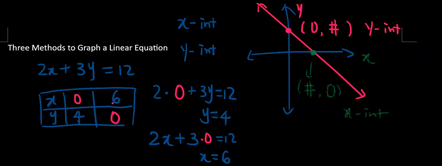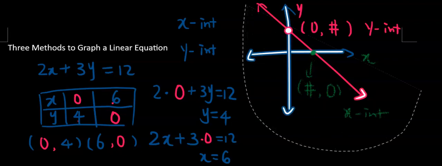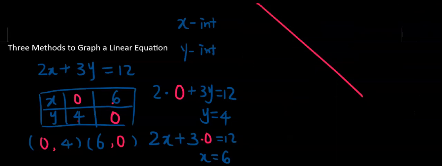We're going to start to write the points. The first point is 0, 4. I'm going to use the same color, be consistent. And the next point is 6, 0. Remember, we only need 2 points to graph a linear equation. These 2 very special points today are the x-intercept and y-intercept.